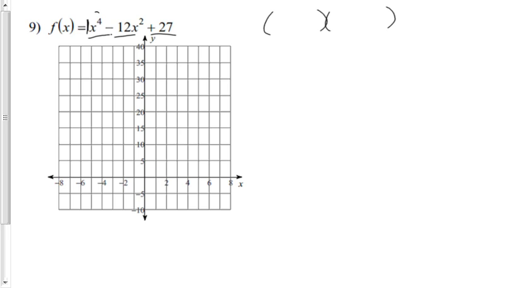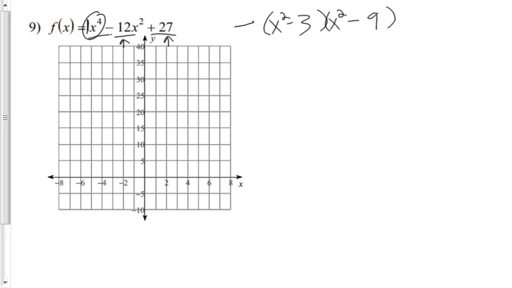So to get x to the fourth, this would be an x squared, and then we need two numbers that multiply to 27 that add to negative 12. So in this case, that'd be a negative 3 and a negative 9. Okay, so there's the quadratic form.